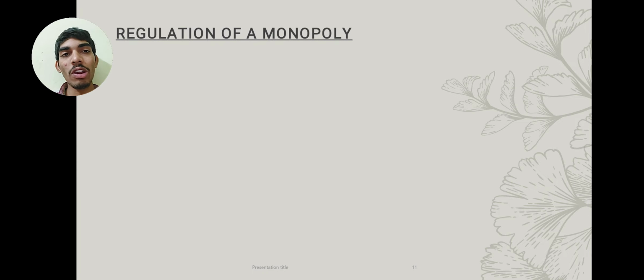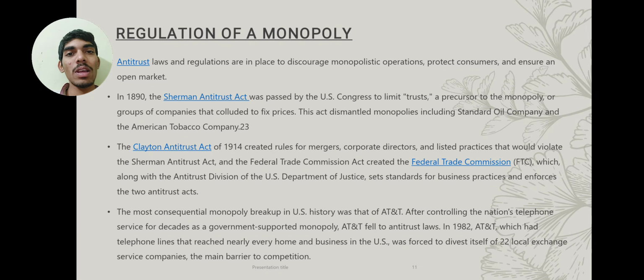Now let us discuss the regulations of a monopoly. Antitrust laws and regulations are in place to discourage monopoly operation, protect consumers, and ensure an open market. In 1890, the Sherman Antitrust Act was passed by the U.S. Congress to limit trusts, a precursor to a monopoly, or groups of companies that collude to fix prices. This act dismantled monopolies including Standard Oil Company and the American Tobacco Company.